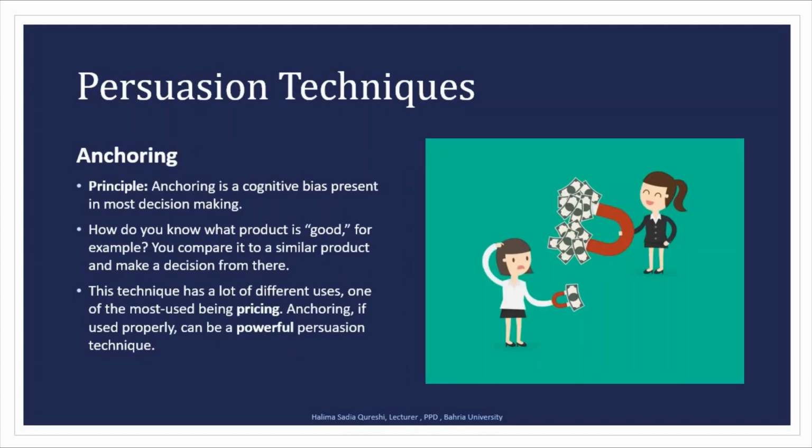Another technique is anchoring. Anchoring is also a cognitive bias, because in some sort of decision making we tend to compare things. For example, if you are going shopping and you want to buy some product in a category, you are going to compare that product with other products to make a decision. This technique is very helpful, it has a very significant effect, and it is very effective in some situations.